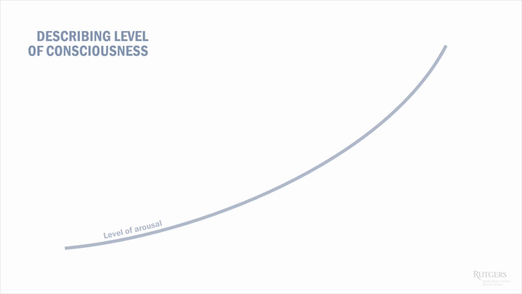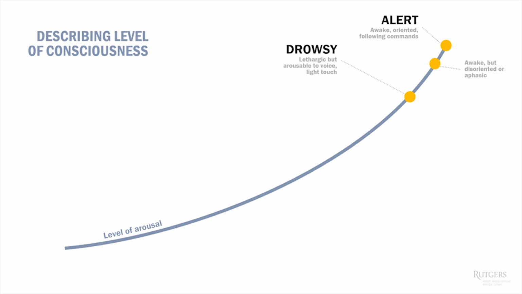So it's one thing to observe a response, but how do you describe it when you're presenting a case? Well, normal people are awake, oriented, and following commands. One step below that is disorientation or aphasia. Drowsy patients are lethargic but arousable to stimulation like voice or light touch.